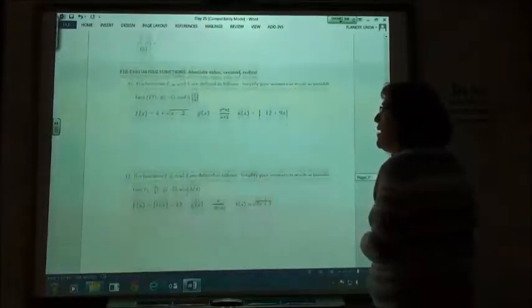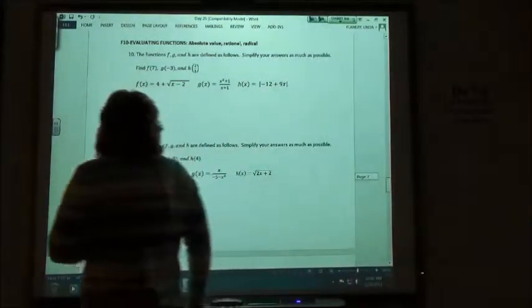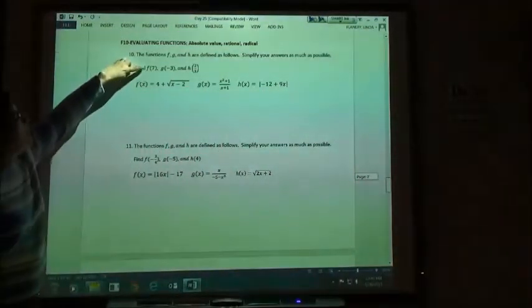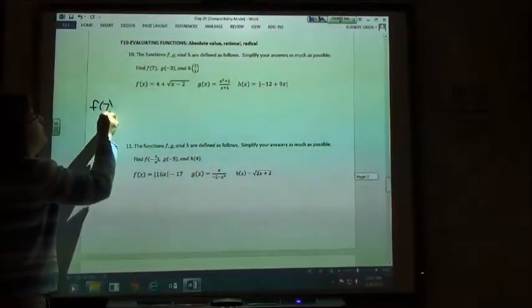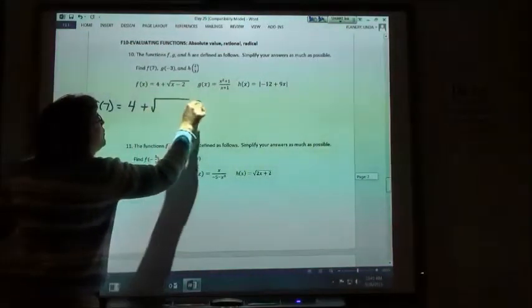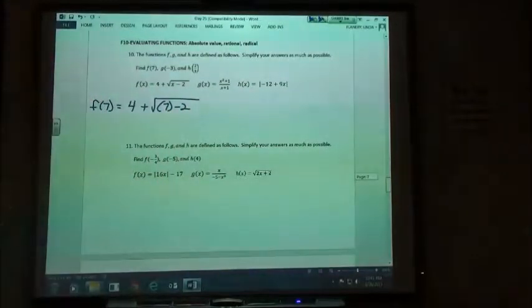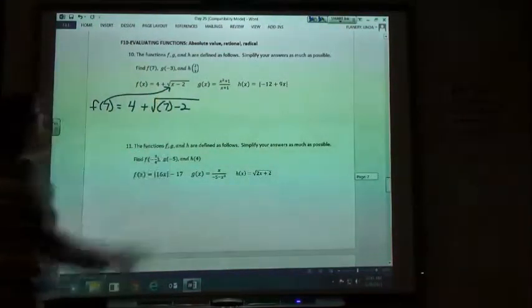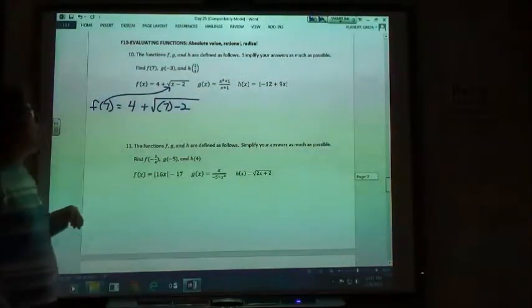So now we're going to do the same thing, but now we have crazier problems to solve. Number 10. We are going to find, first of all, f of 7, it says. F of 7 means we're going to do 4 plus the square root of 7 minus 2. See how all I did was put this in where the x was, right? Okay. Now I need to simplify this.